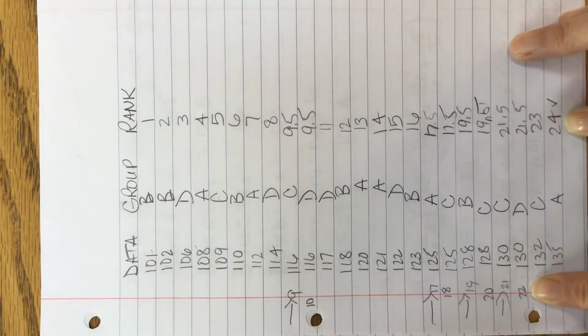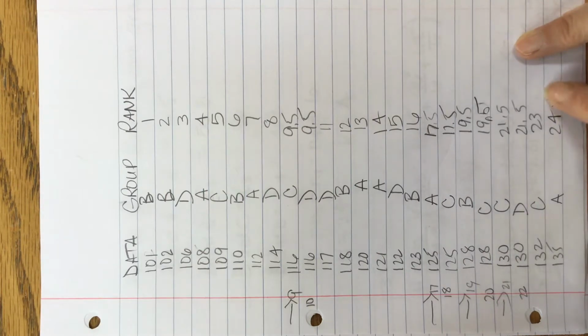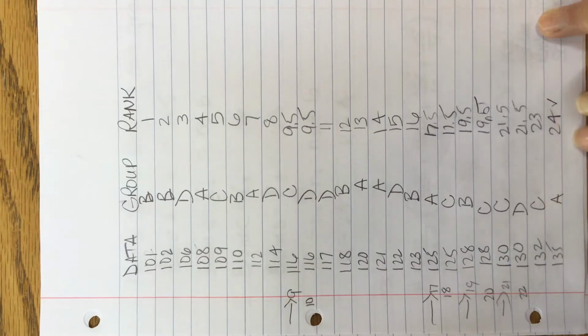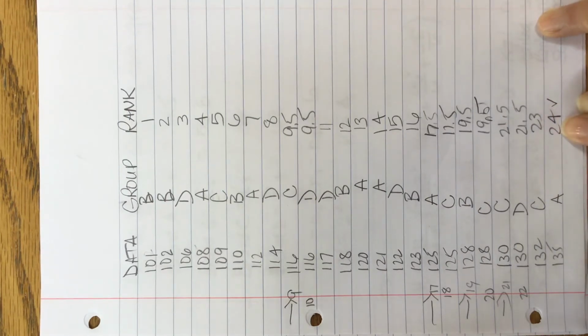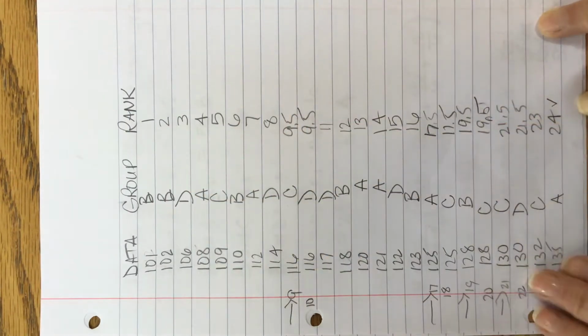130 shares 21 and 22. And I put a little check. When you finish, there's 24 total pieces of data, and when your rank is 24, great. That means, for the most part, it looks pretty good.